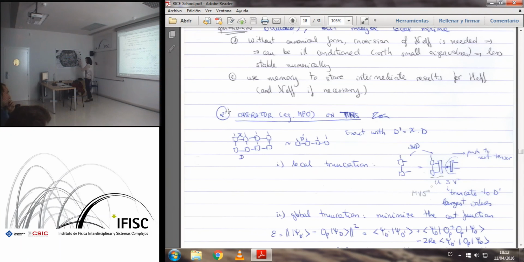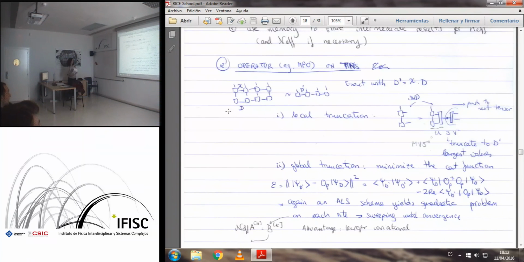You go over the whole chain and do the singular value decomposition, but instead of keeping all of them, you just keep a maximum number. This is what we would call a local truncation, but there is another way, which is also variational, and it's more exact, which consists of minimizing the distance between the operator on your initial state and the resulting state.